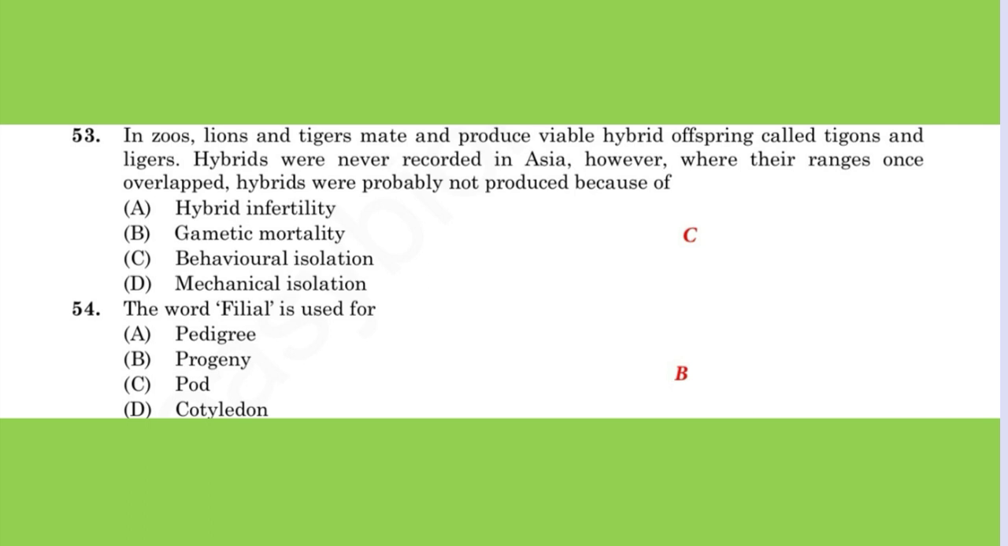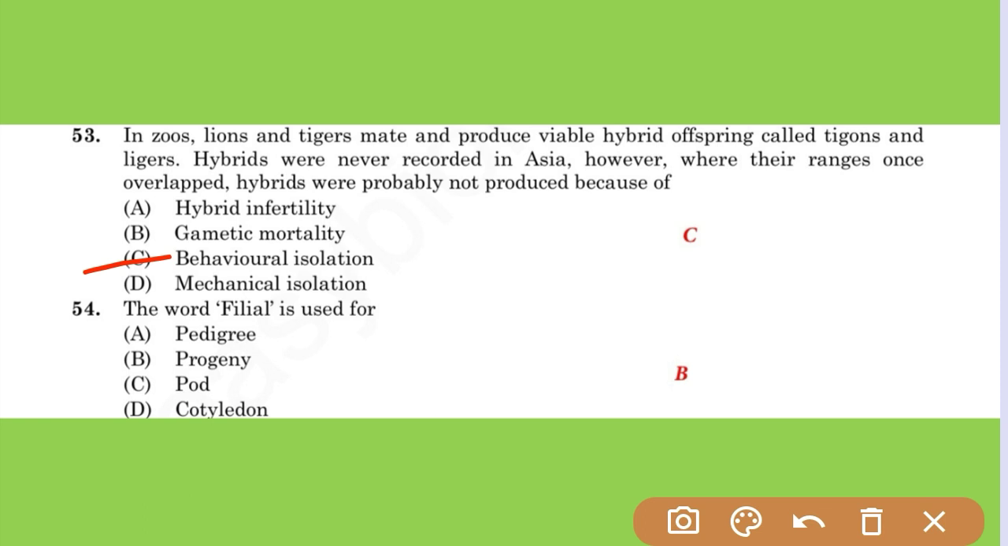Then moving to the next question. In a zoo, lions and tigers mate and produce viable offspring called tigons and ligers. Hybrids were never recorded in Asia. However, where their ranges once overlapped, hybrids were probably not produced because of. This is an example of speciation. Answer of this question is behavioral isolation. Option C, the hybrid infertility.